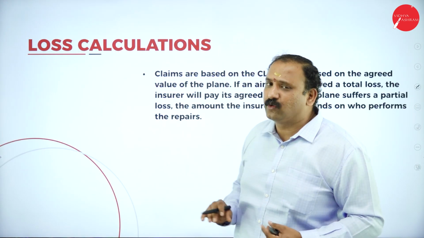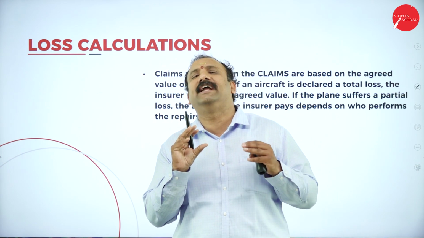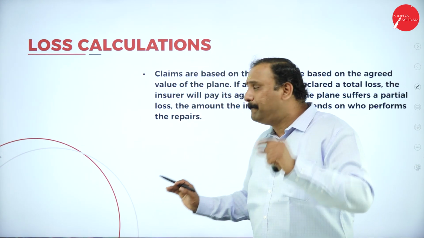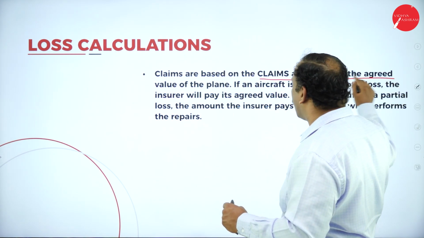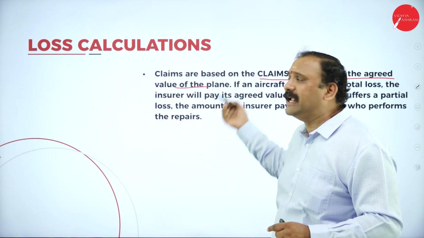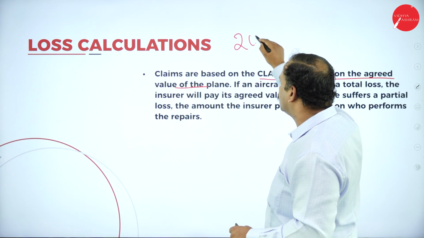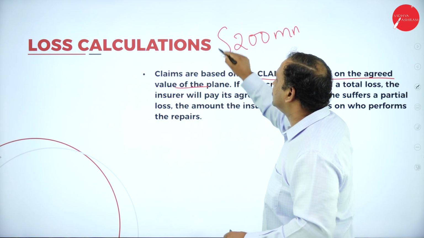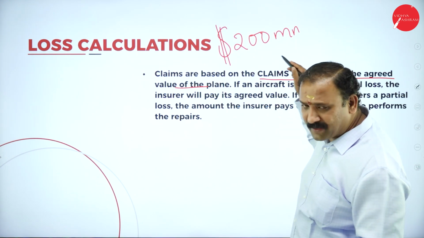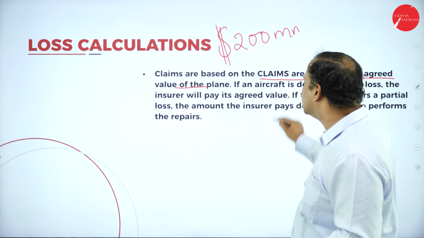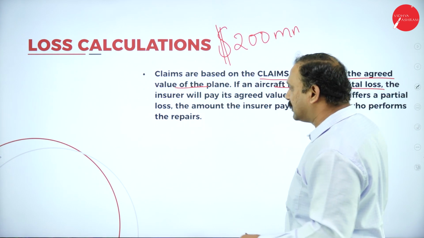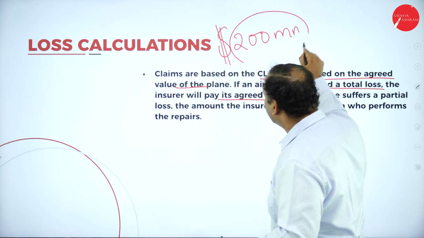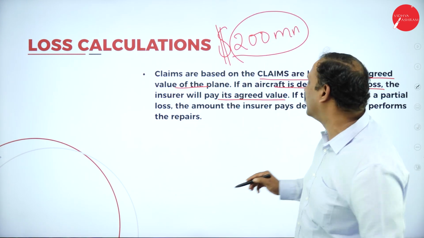Now, the loss calculation: how are you going to calculate the loss altogether? The claims are based on the agreed value of the plane. So, let's say the cost of the plane is $200 million. You are going to say that this is the agreed value of the plane, and based on this, you are going to claim the insurance. If an aircraft is declared a total loss, the insurer will pay its agreed value. The agreed value is 200 million. You will be paid that agreed value.